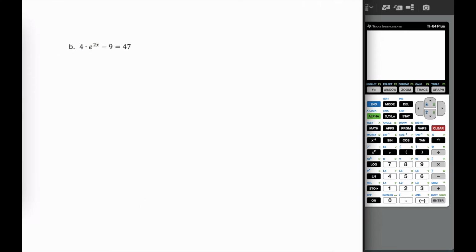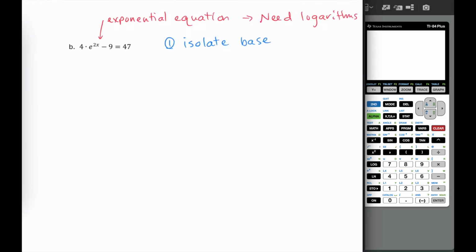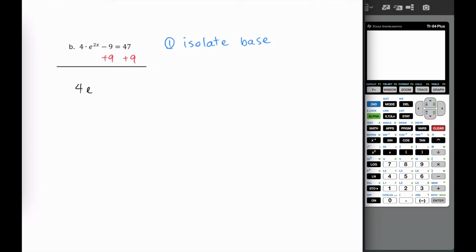Let's do this again for part B. Because the variable x is in the exponent position, that means that this is an exponential equation, and most of the time we're going to need to employ logarithms in order to gain access to that x. Our first step is to isolate the base that's raised to that variable power. So we'll add 9 to both sides to get 4e to the 2x is equal to 56.